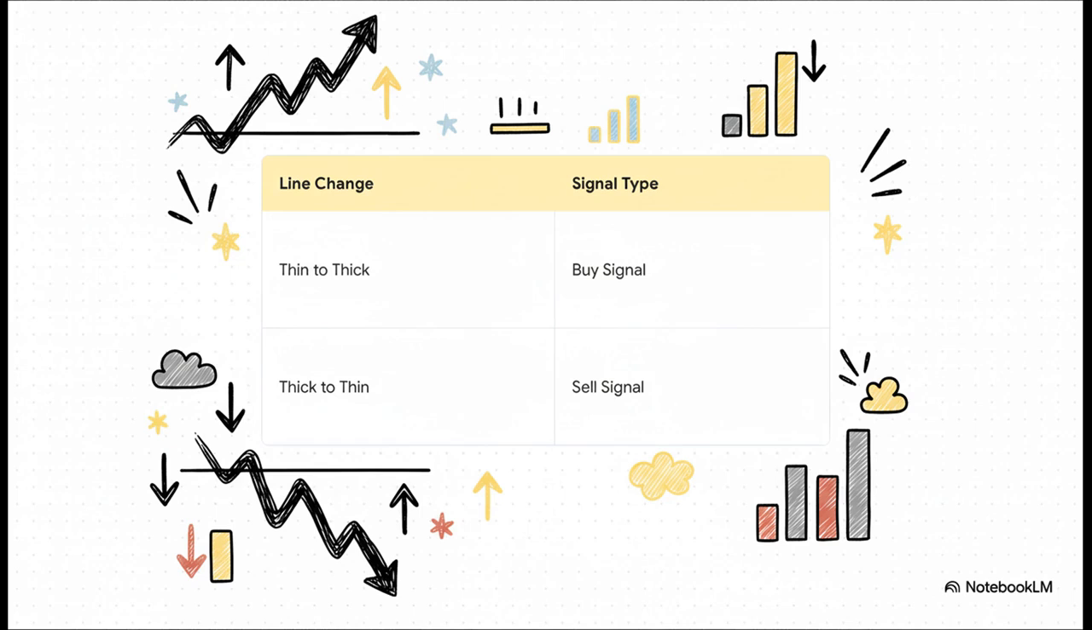When you see a line change from thin to thick, that is your classic buy signal. It's showing you that the bulls have finally pushed through a previous resistance level. And when a line changes from thick back to thin, that's your sell signal. The bears just broke through a previous support level.